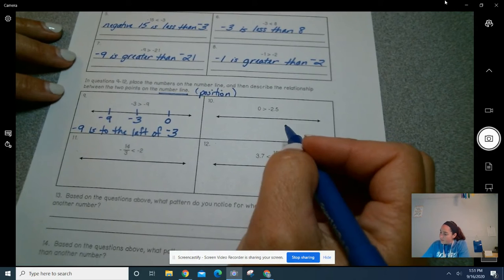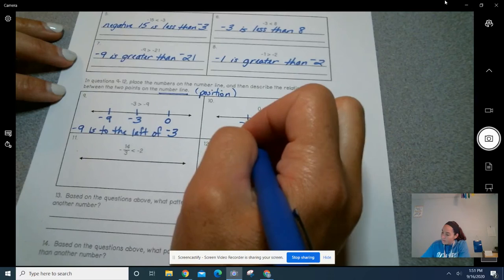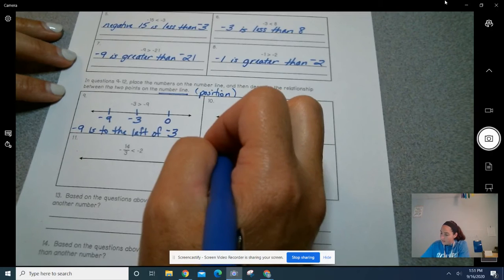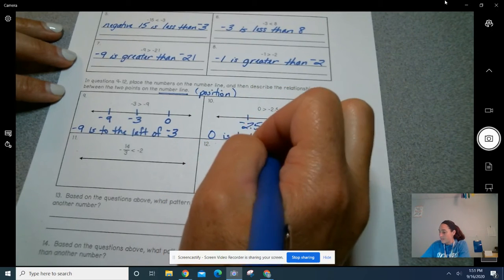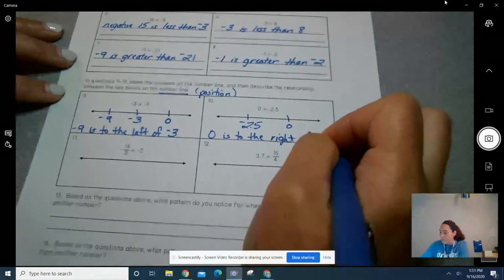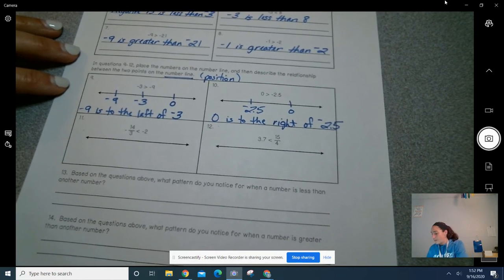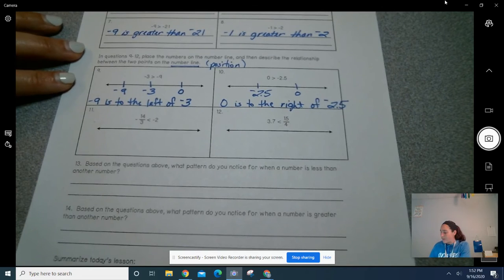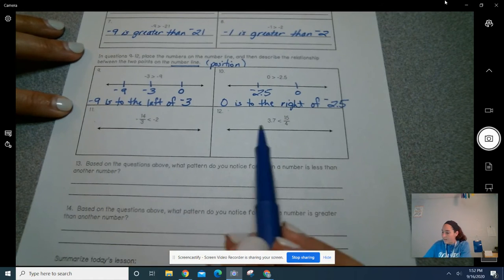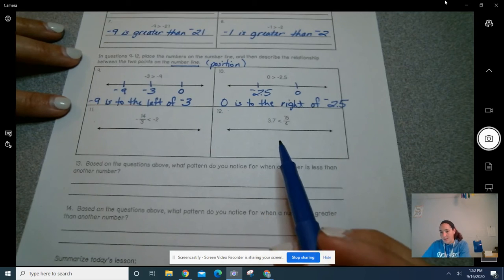So here we have 0 and -2.5. Again, I'm going to say 0 is to the right of -2.5. All right, you guys go ahead and do number 11 and 12. However, note that in number 11 and number 12, you're going to have to turn that fraction into a decimal by dividing.